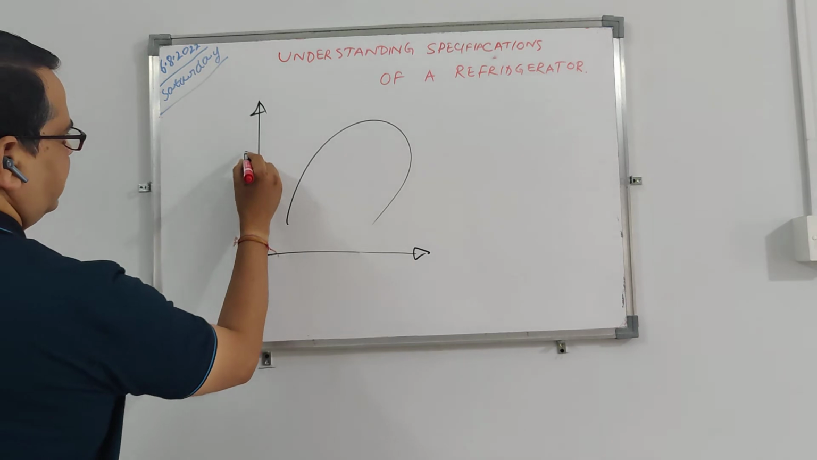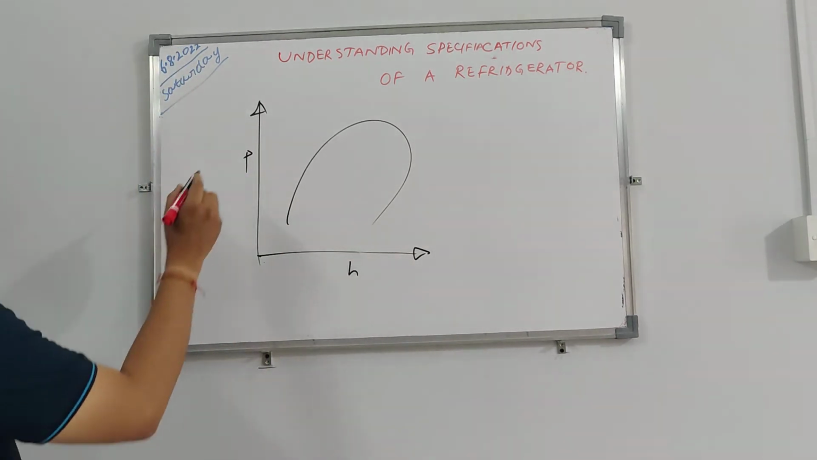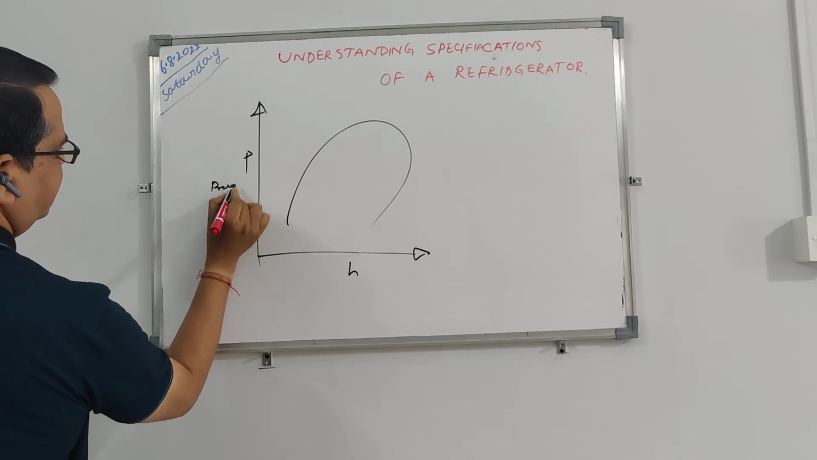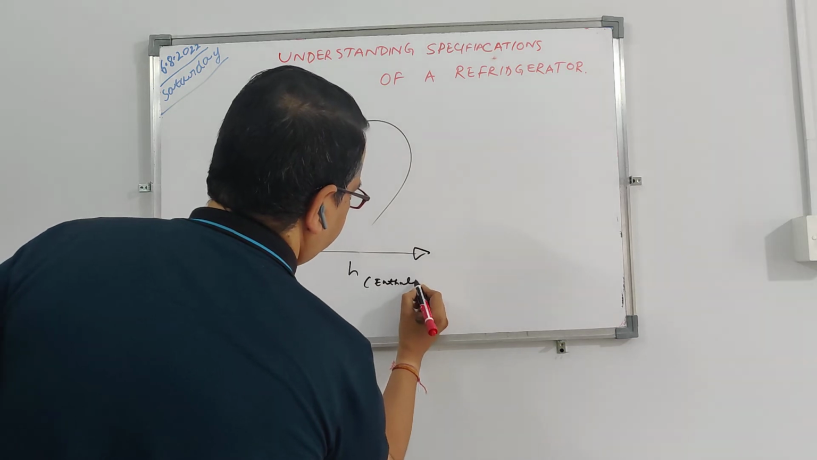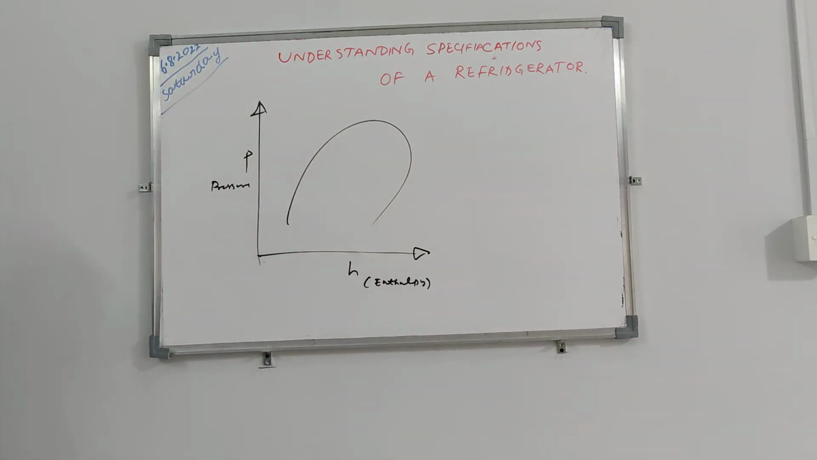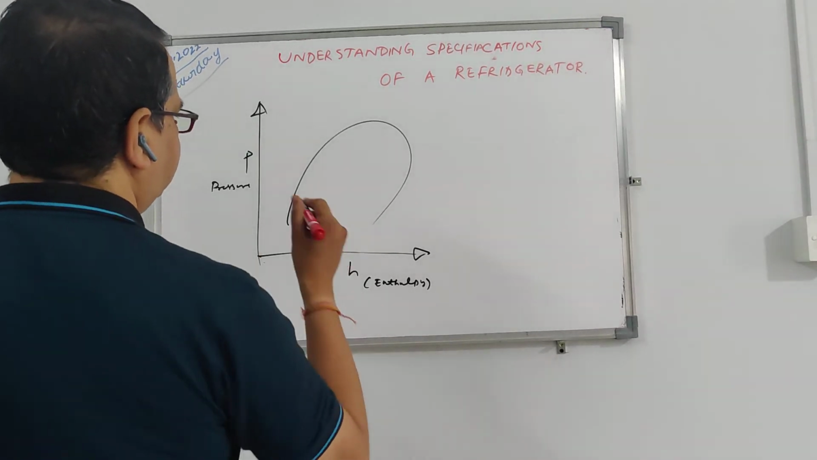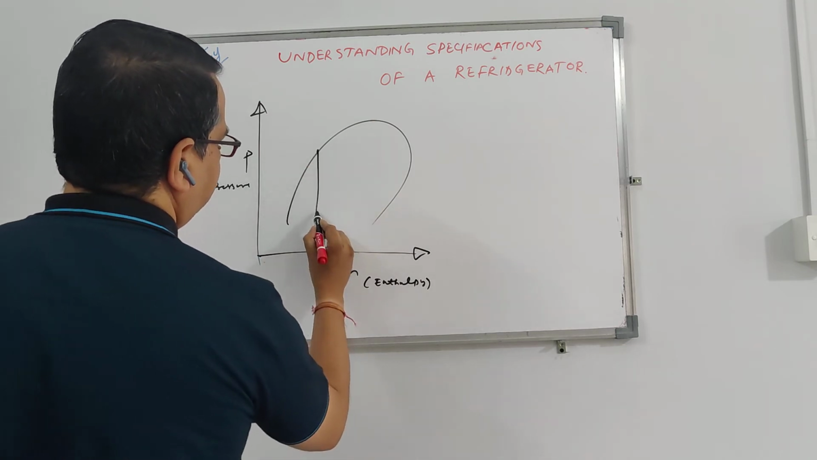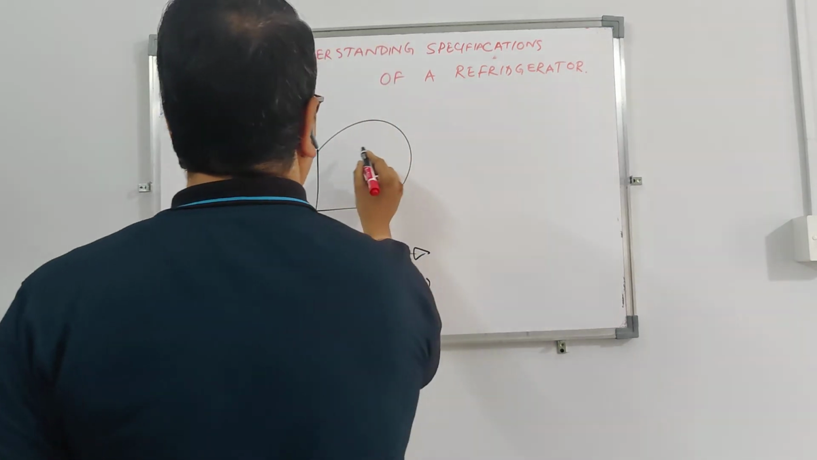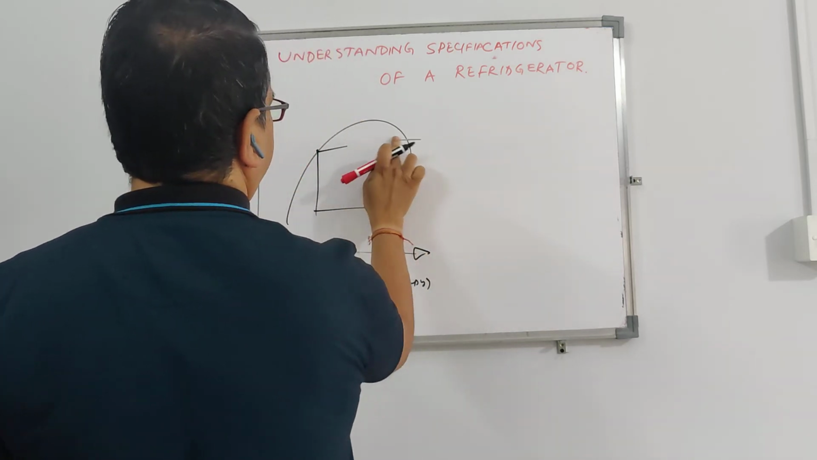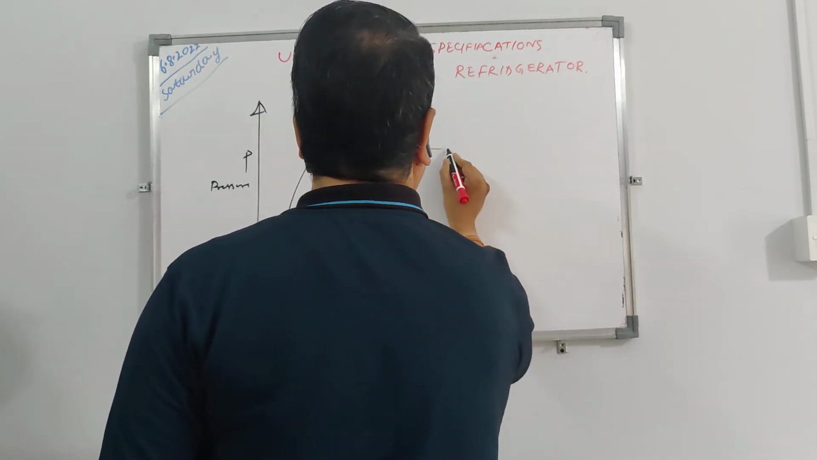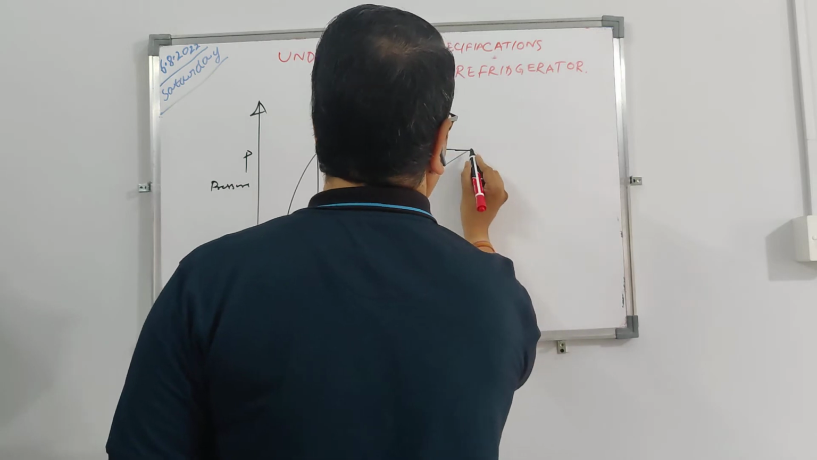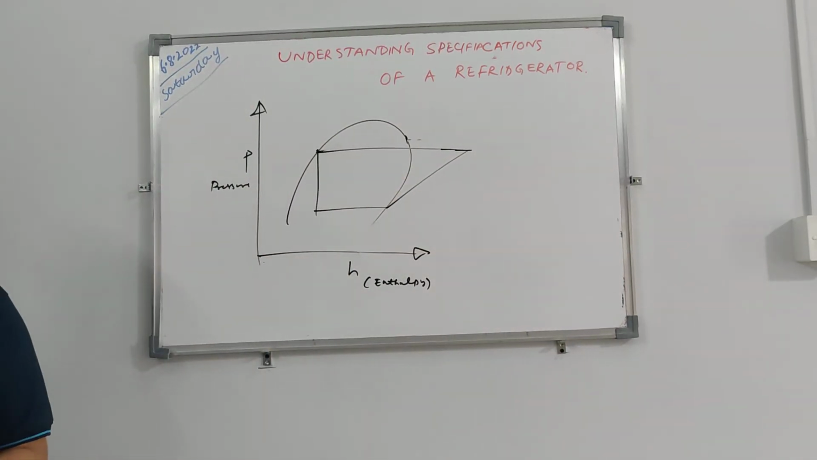So this is, I will draw a pH diagram. In the P, it is pressure. In H, it is called enthalpy, which is otherwise called the heat content. So what are the different thermodynamic processes? It will have something like this. This is a horizontal line, this is a horizontal line, and then something like this. So this is the pH diagram.